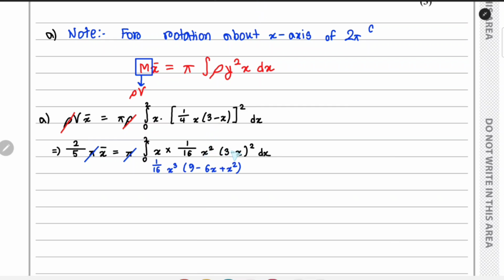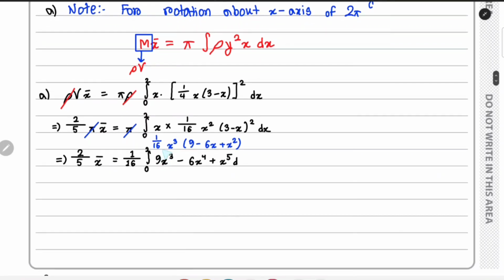Now we can write this. We can expand (3 − x) whole squared. We'll get 9 − 6x + x², and from this we'll get x³/16. So if we continue our calculation, we can take the 1/16 outside the integration, and we'll be left with this term over here: 9x³ − 6x⁴ + x⁵. We have to integrate this now.